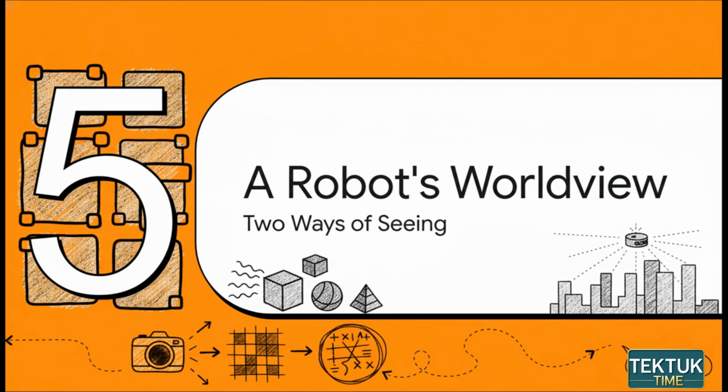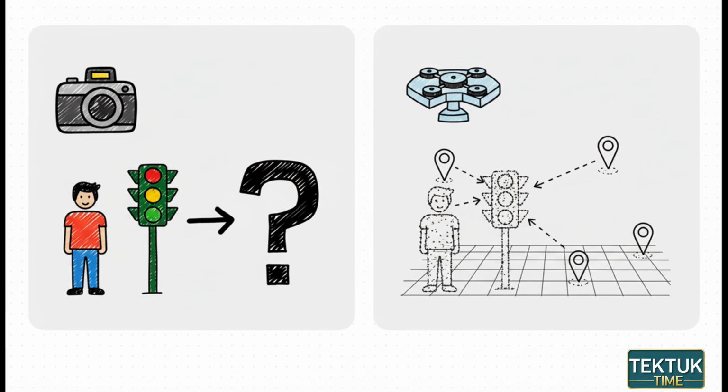So we have these two really powerful but really different ways of seeing. Let's put them side by side to really understand how they create a complete worldview for a robot. This really is the perfect summary. The camera is passive and it gives you all this rich color data that's ideal for identifying what an object is. You know, a stop sign, a person, a traffic light. Lidar is active, and it provides super precise distance data that's perfect for navigation and figuring out exactly where things are. It's the what versus the where.